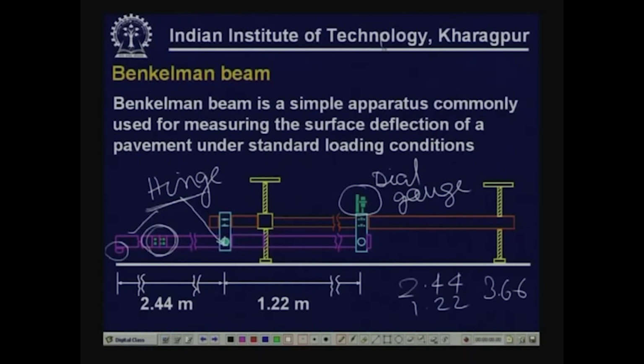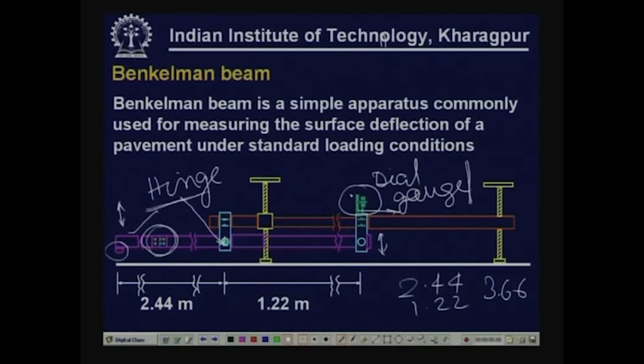So, the movement of this end of this beam is measured with the help of this dial gauge. The probe of this dial gauge will be resting over the beam. As the beam moves up and down with reference to the upward and downward movement of the probe, which is placed on the pavement surface, as the pavement surface deflects and rebounds, the probe point also goes down and goes up. The corresponding end point will also go up and go down. That can be recorded with the help of this dial gauge which is positioned here.